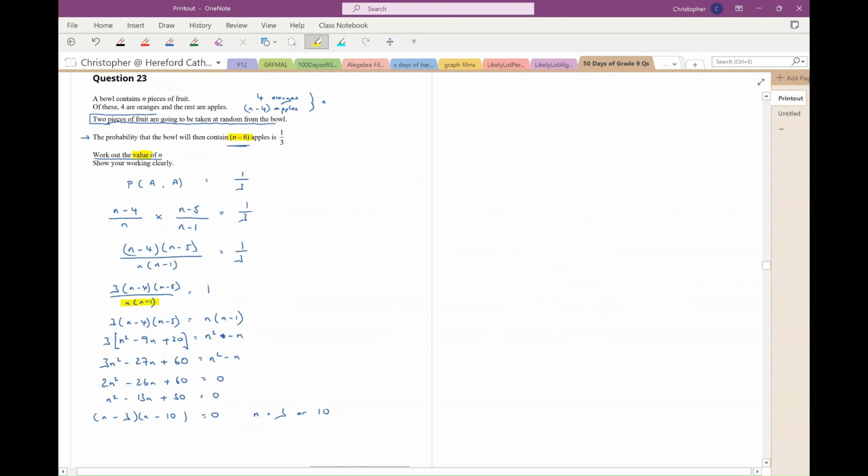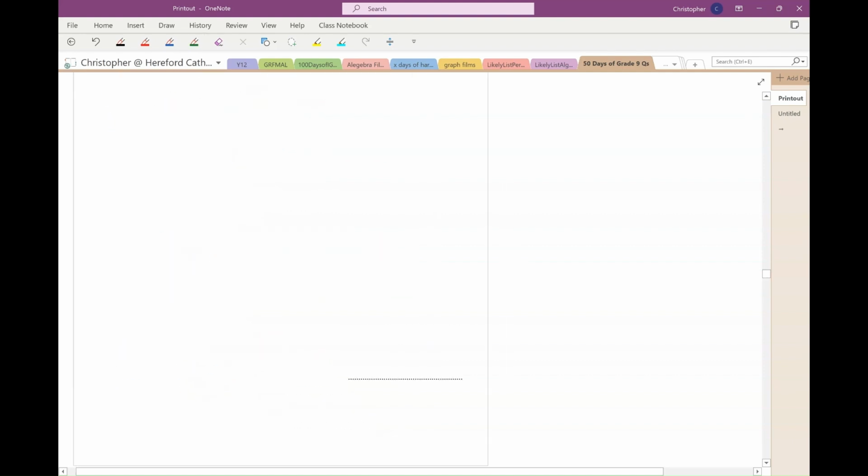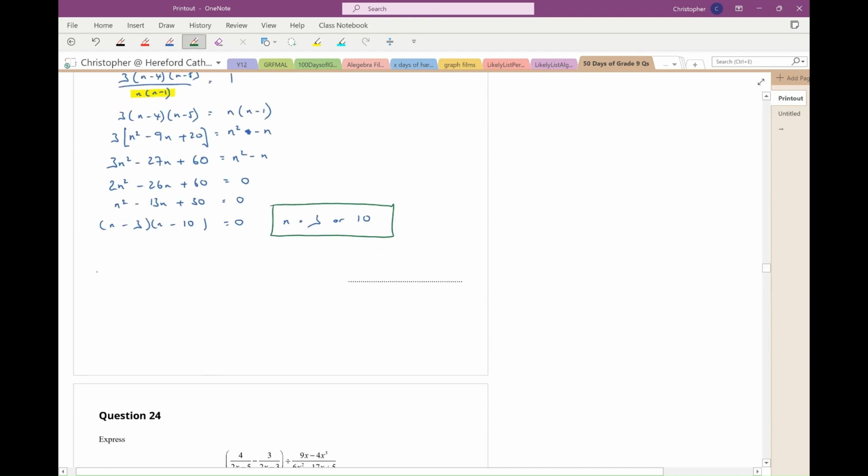And the reason it's only expecting one answer is because one of these answers, the 3 or the 10, is not a valid answer. And that is because, do you see how we start with n minus 4 apples? Well, n can't be 3 then, because if n was 3, you'd end up with minus 1 apple to start with. Well, that's not possible. So, n equals 3 is not valid. N equals 3 is invalid. So my answer is that n is 10.